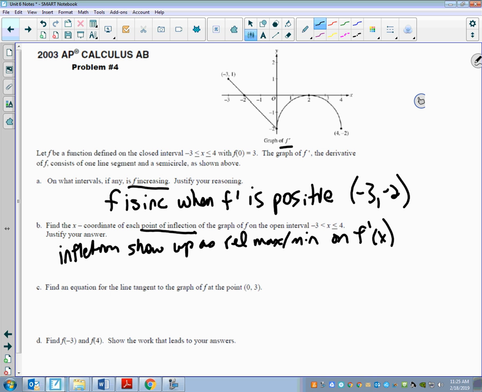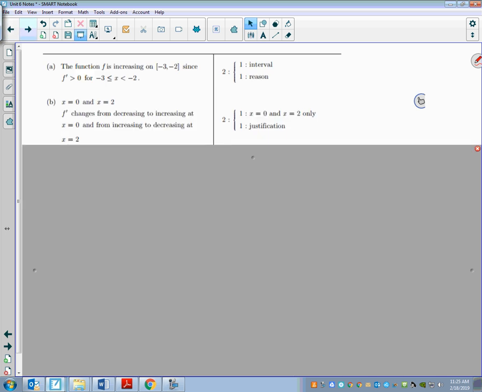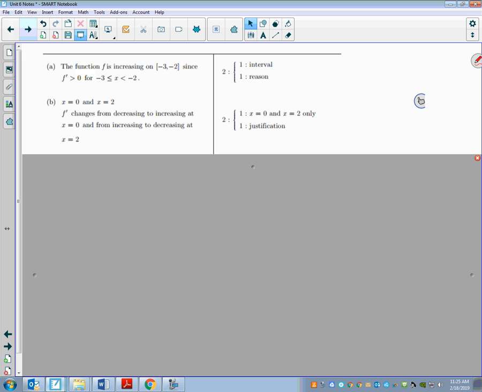This is the graph of the derivative though, so sometimes it's weird because you feel like it's a sharp corner and it shouldn't work. But at x equals -2, f prime changes from decreasing to increasing, and also at x equals 2, because f prime of x changes from increasing to decreasing. Or I could have talked about a relative max or relative min. So let's see what this says. It says x equals 0 and x equals 2 only.